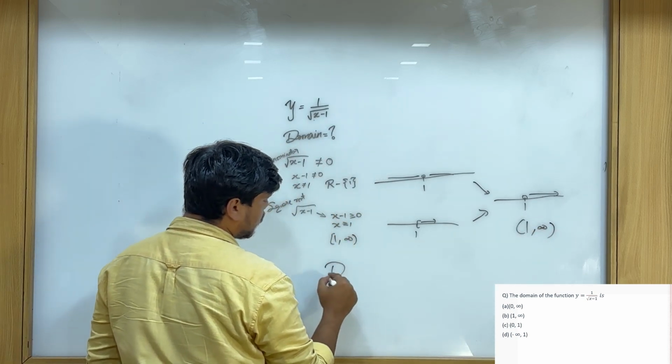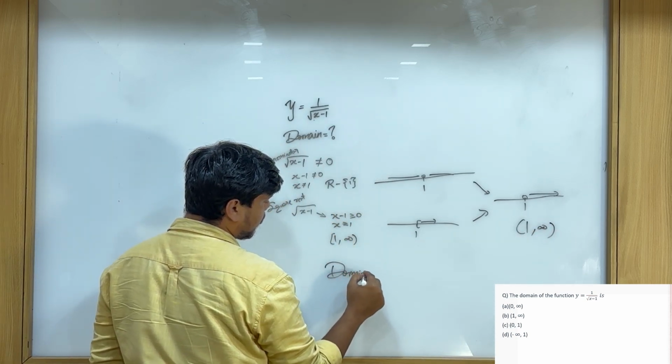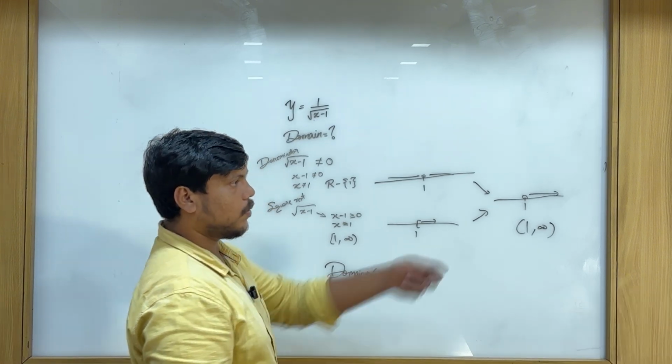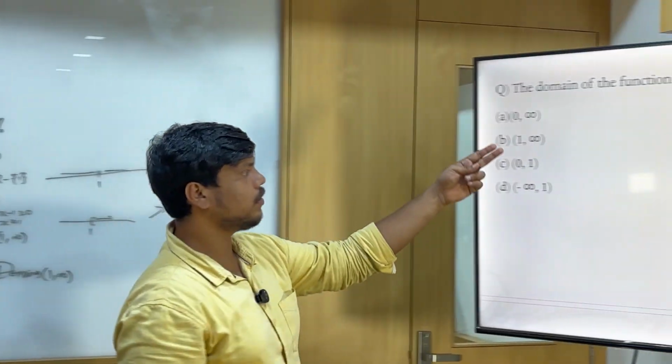So the domain for this function is (1, infinity), with open brackets, which gives us our answer to be option B.